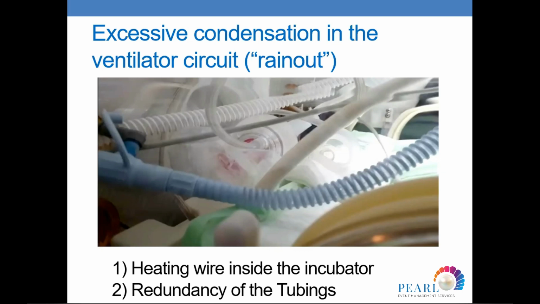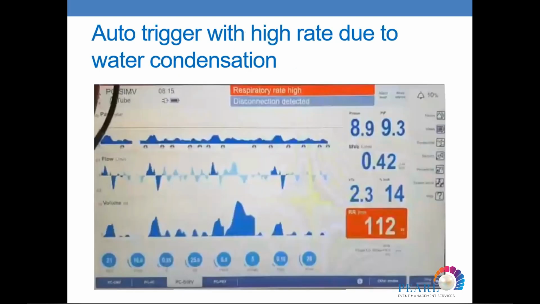And what's the other point? This is the most important, and we suffered a lot before we discovered it. The heating wire should not be in the incubator. If the heating wire is in the incubator, the incubator is already heating, so it will cause more heat and more heat, and there will be more condensation of water. So the heating wire should be outside the incubator. This is how auto trigger looks like.